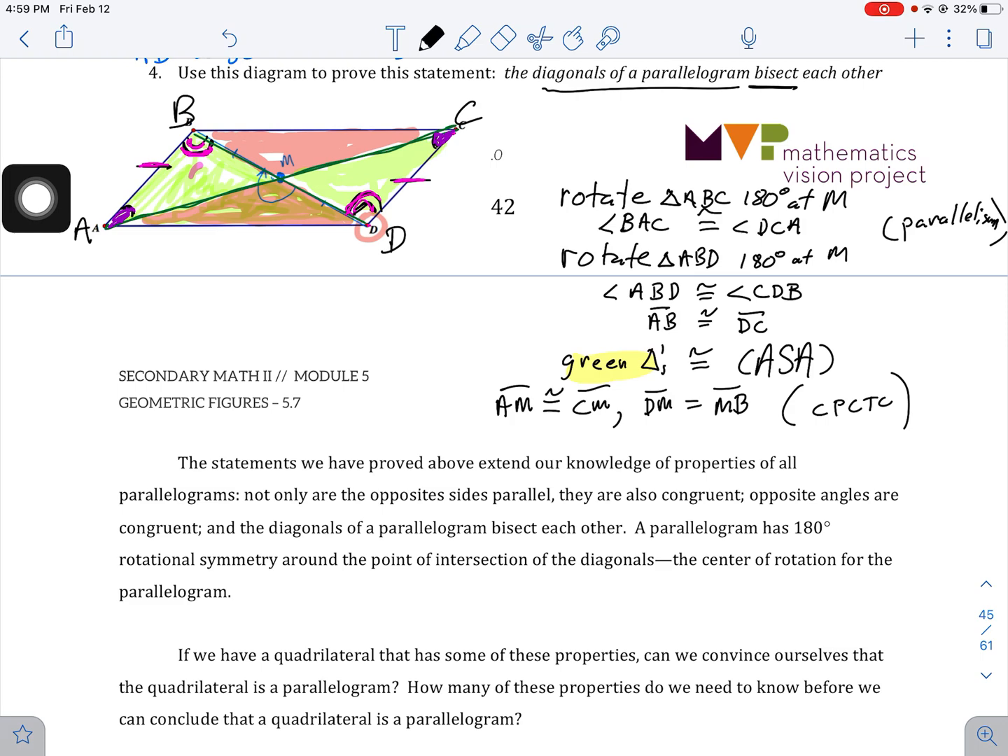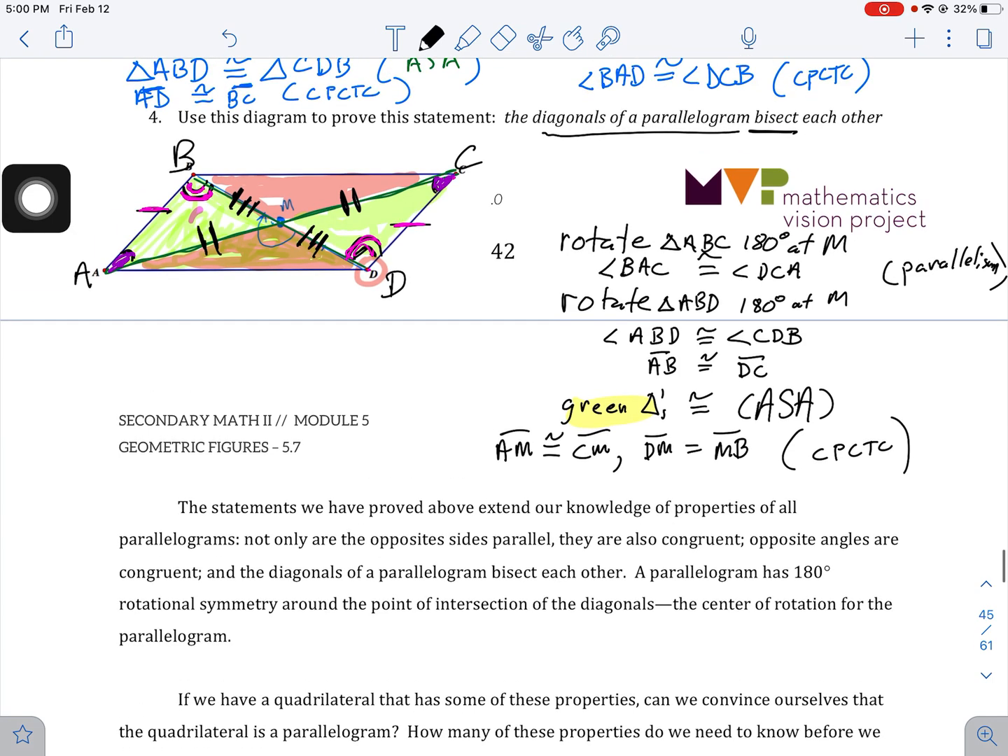Well, if we say that the two triangles are congruent, that means corresponding parts must also be congruent. So we can say, for example, AM therefore must be congruent to CM, and DM, because it's the same triangle, is congruent to MB. And that's corresponding parts of congruent triangles are congruent. So we have shown that the two diagonals bisect each other.